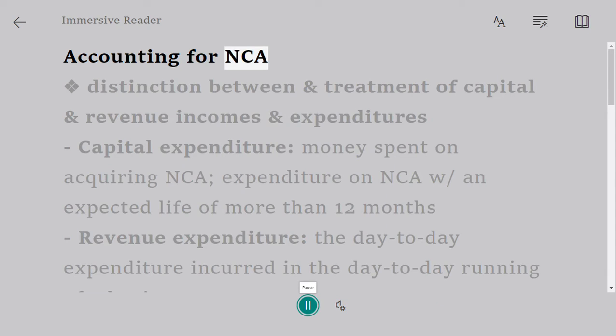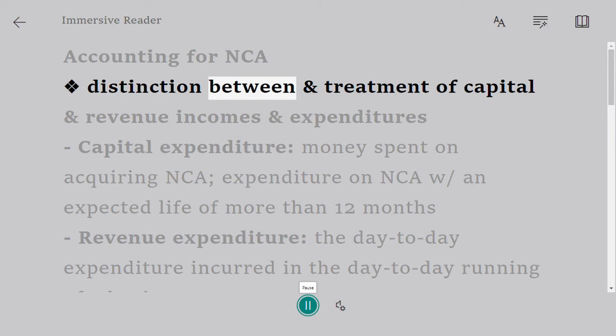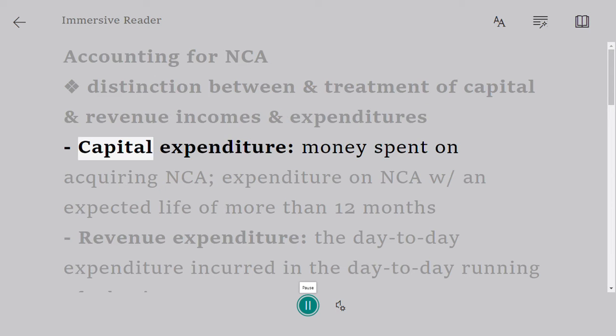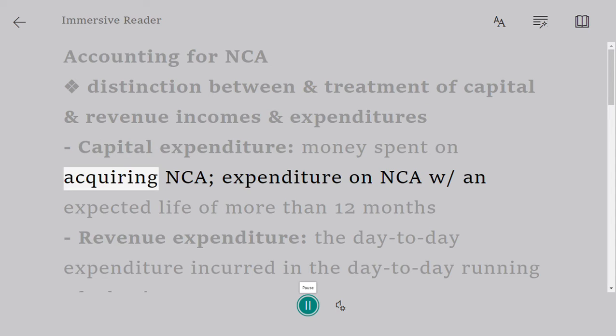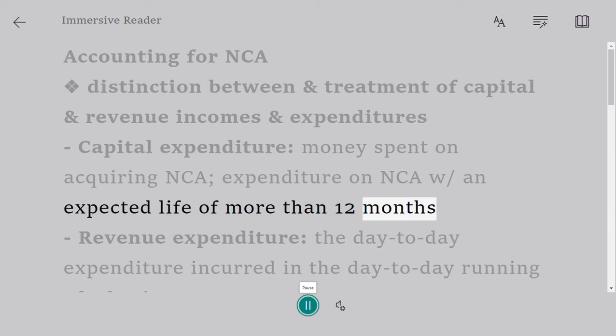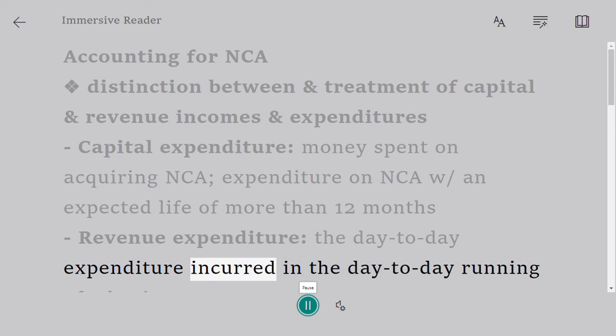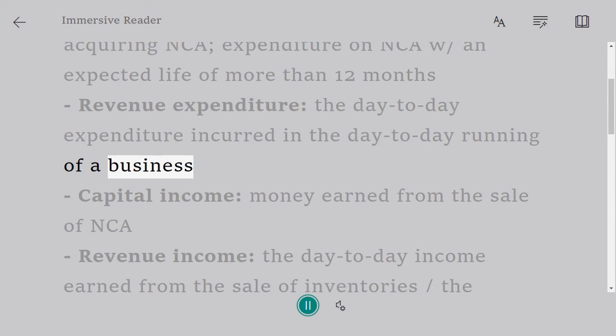Accounting for NCA. Distinction between the treatment of capital and revenue incomes and expenditures. Capital expenditure is money spent on acquiring NCA, expenditure on NCA with an expected life of more than 12 months. Revenue expenditure is the day-to-day expenditure incurred in the day-to-day running of a business.